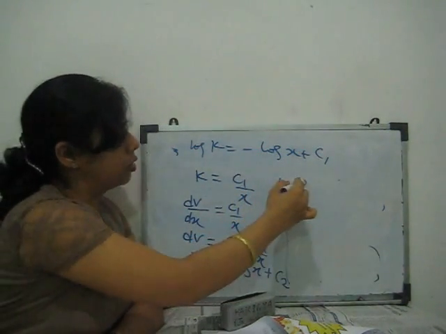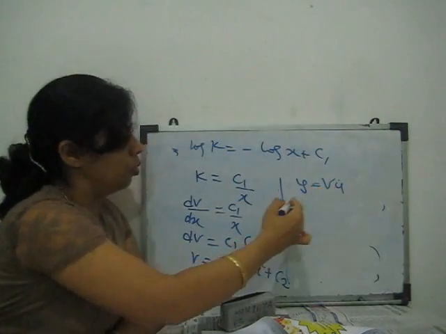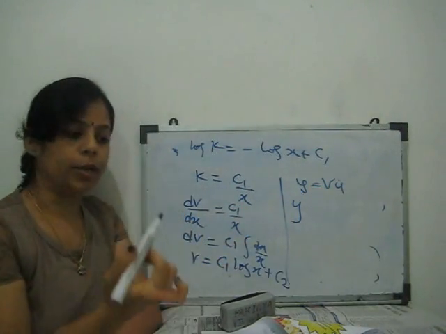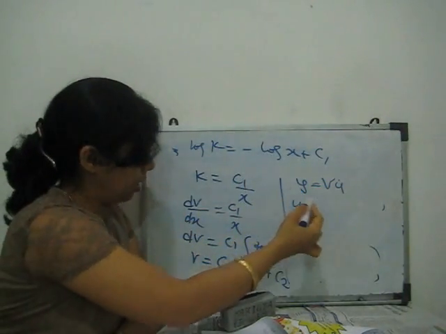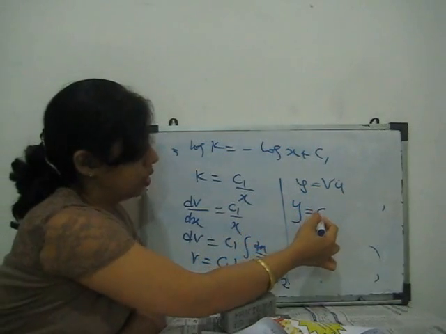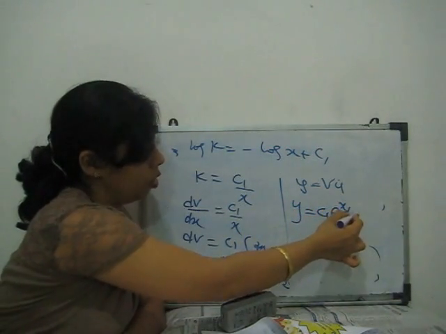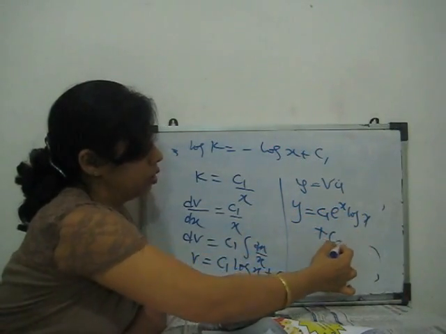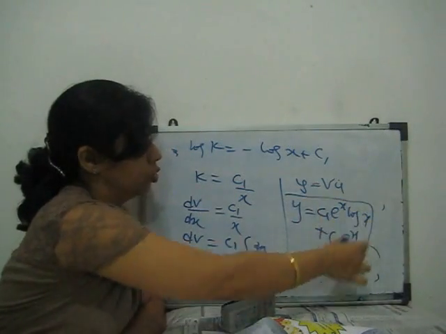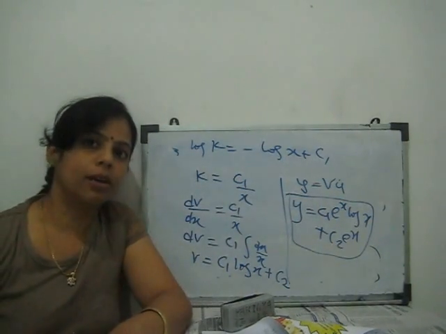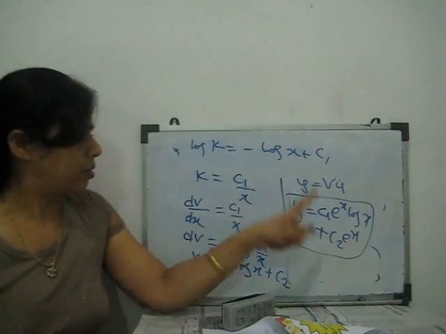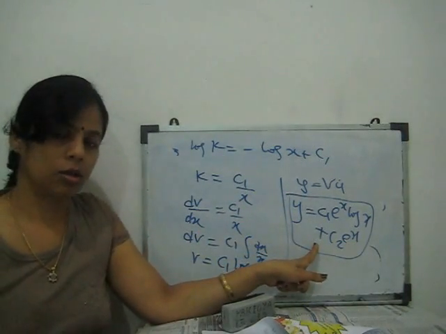Clear? Now our solution is y is equal to vu. So v is this and u is e to the power x. So y is v into u, which is c1 e to the power x log x plus c2 e to the power x. So the complete solution of the given second order linear equation is given by this.